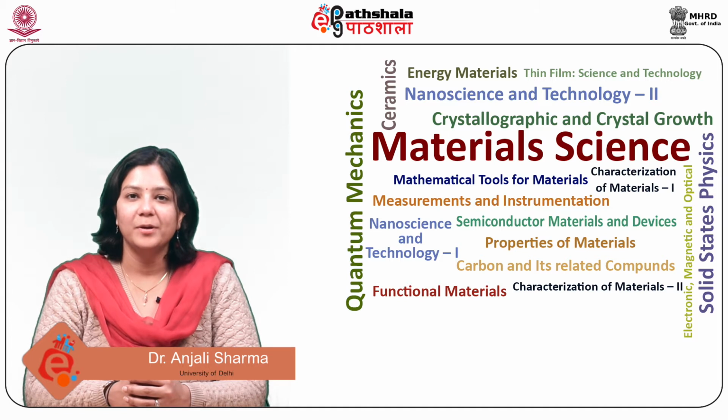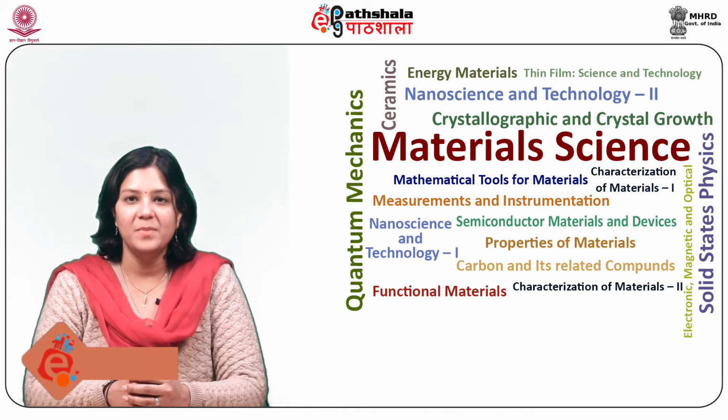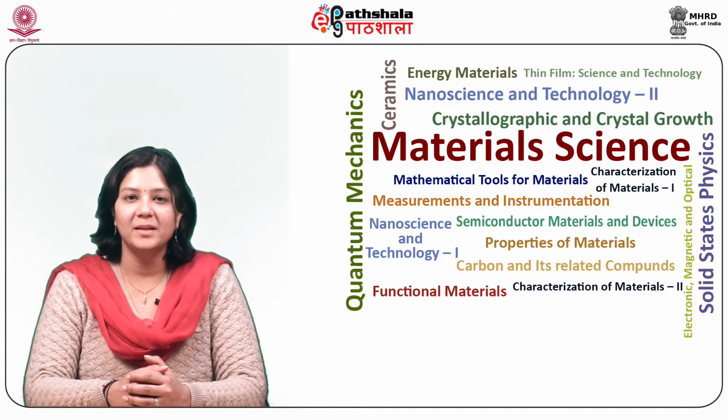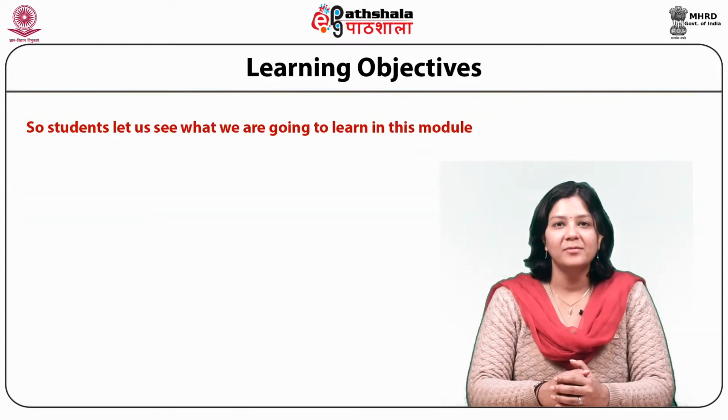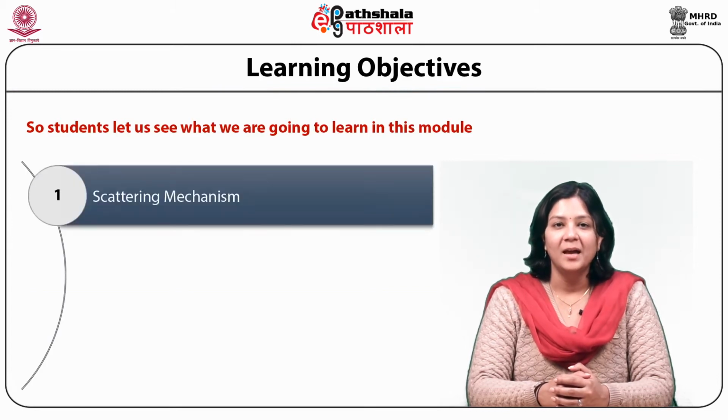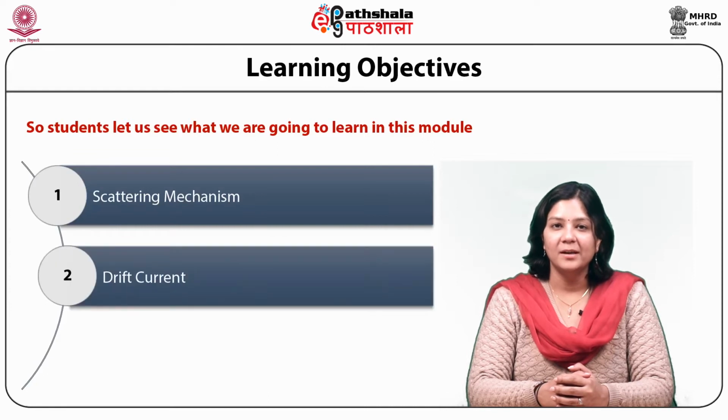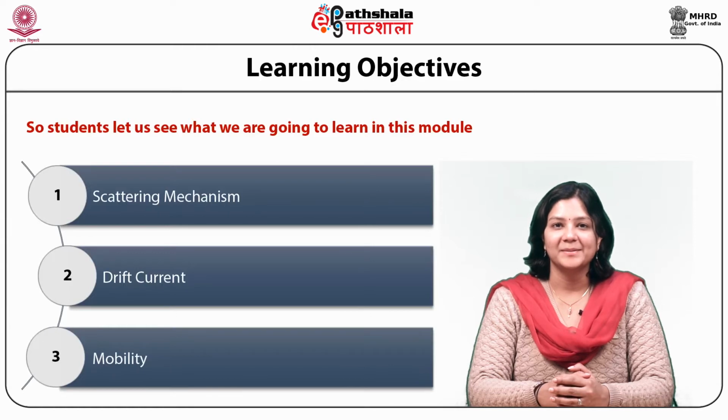Today we are going to talk on module Scattering Mechanism under the paper Characterization of Materials Part 1. After completing this module, students will be able to understand the scattering mechanism and the role of drift current in it, and also about the mobility in scattering mechanism.